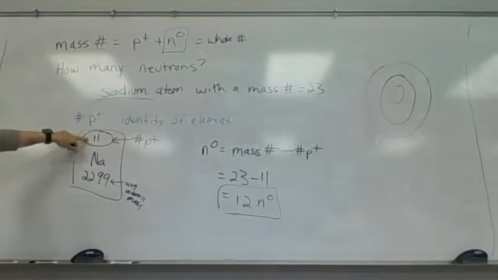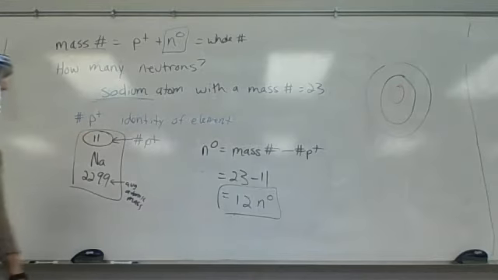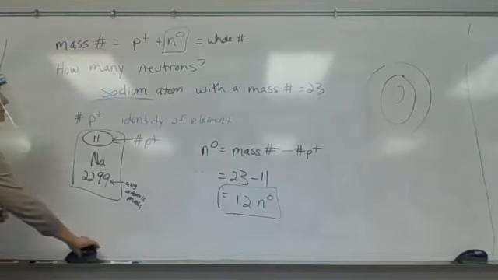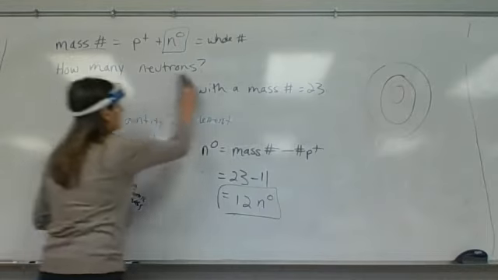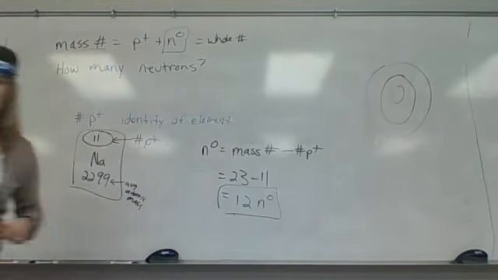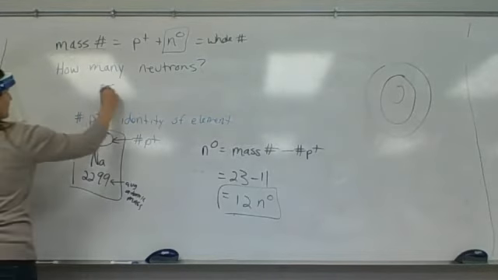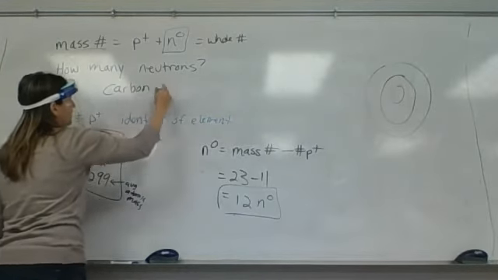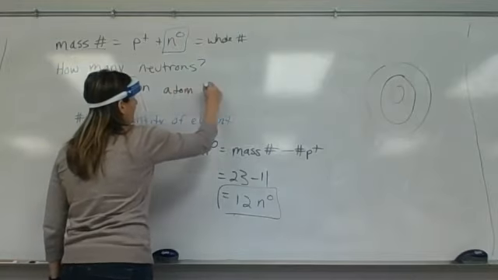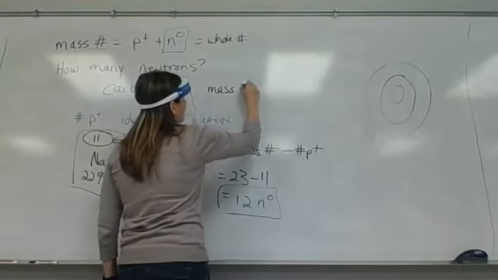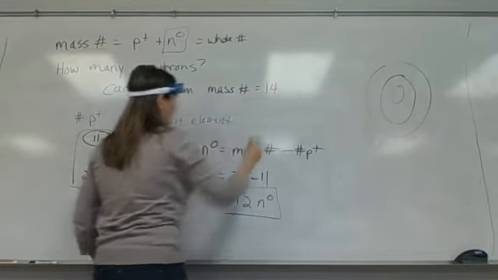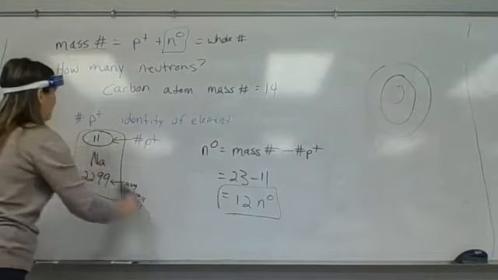So this particular atom has 11 protons and 12 neutrons. So let's try another one, calculating neutrons. The next problem we're going to look at is a carbon atom with a mass number of 14. Very similar: carbon atom, mass number of 14. Same steps.